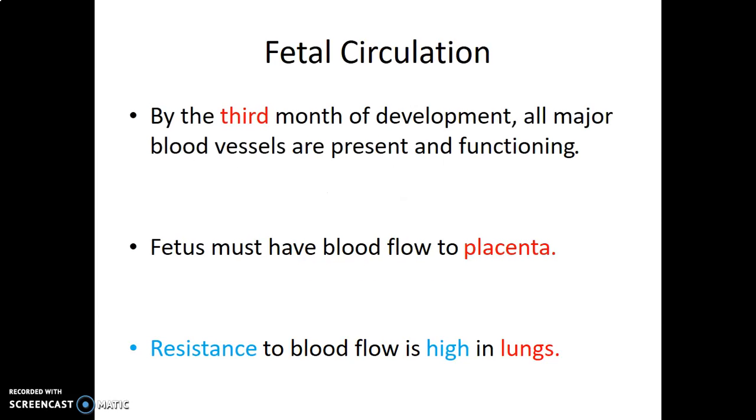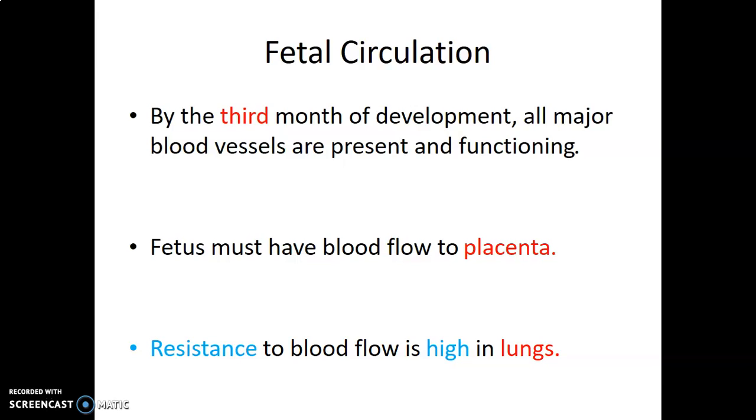By the third month of development, blood vessels are present and functioning, and the fetus must receive blood from and to the placenta, because metabolic waste has to be taken to the placenta to be exchanged with oxygen and nutrition coming from the maternal blood.